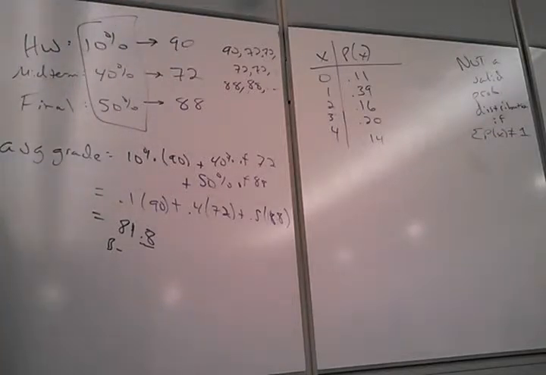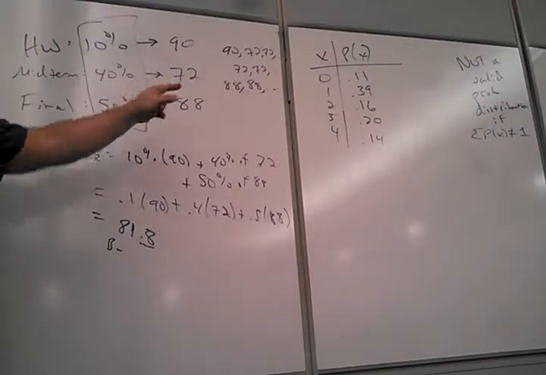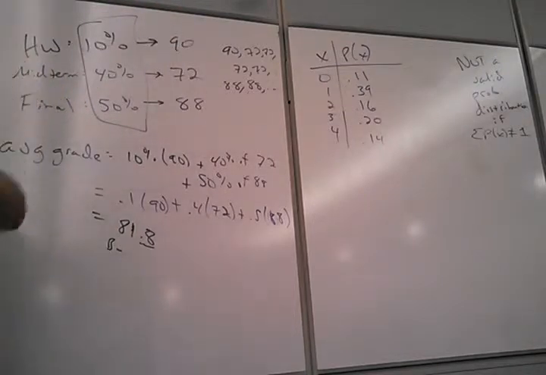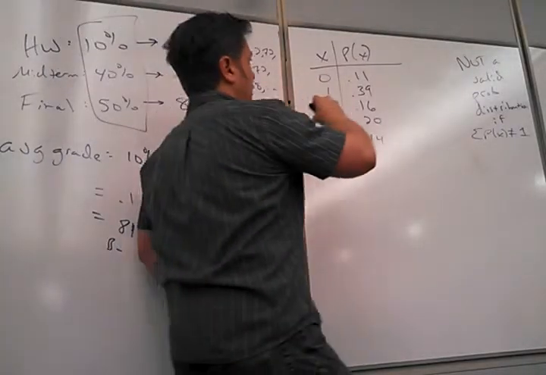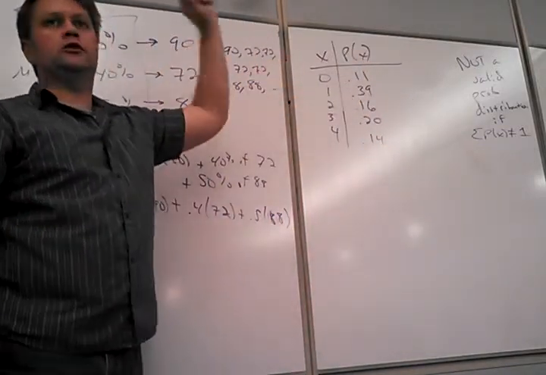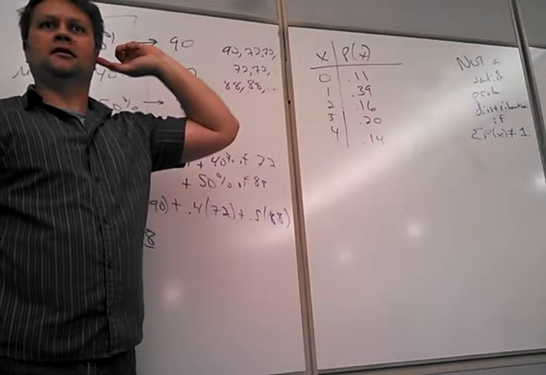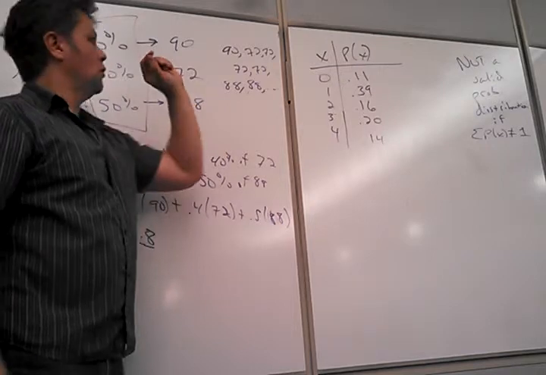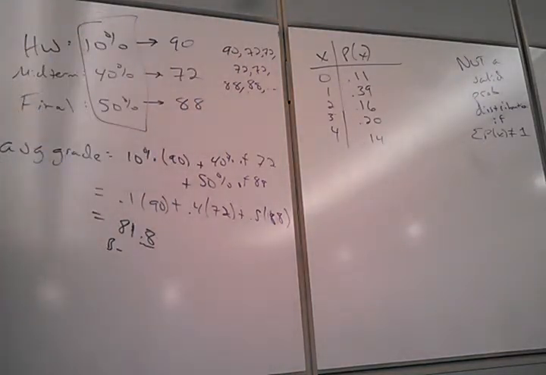You take 10% of 90 plus 40% of 72 plus 50% of 88. Just make that more mathematical: 0.1 times 90, plus 0.4 times 72, plus 0.5 times 88. Anybody already know how to do that? Hopefully a few of you guys. Okay. That's the mathematical reason why that makes sense. Just multiply by the weights, because it ends up weighting that thing more than the other things if it's heavier weighted. Somebody help me out. What do you get when you do that?